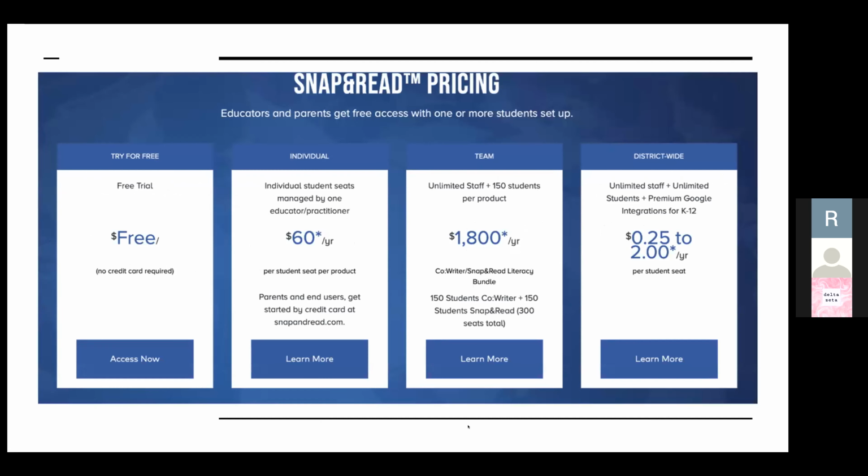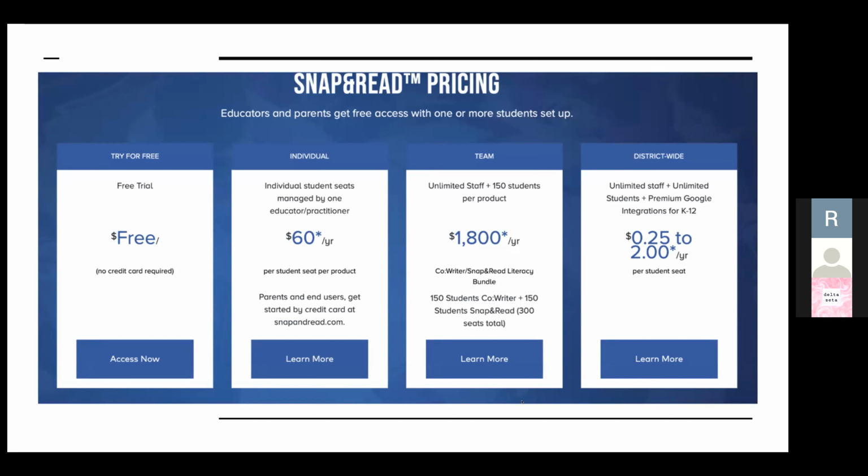And then pricing for Snap and Read. You can try it for free. I'm not sure how long the free trial is. And then for an individual, it will be $60 per year. And you can sign up on snapandread.com.